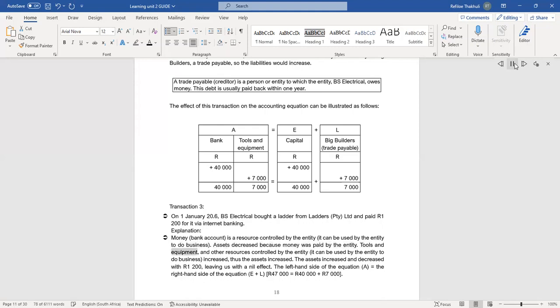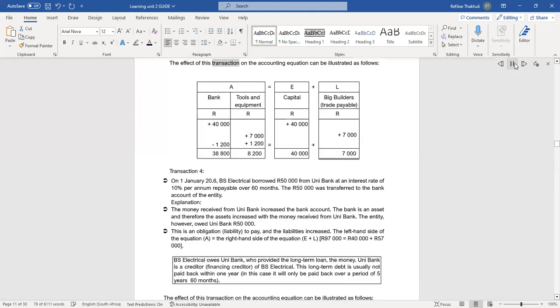Tools and equipment, and other resources controlled by the entity, which can be used by the entity to do business, increased, thus the assets increased. The assets increased and decreased with R1200, leaving us with a nil effect. The left-hand side of the equation, A, equals the right-hand side of the equation, E plus L: R47000 equals R40000 plus R7000.